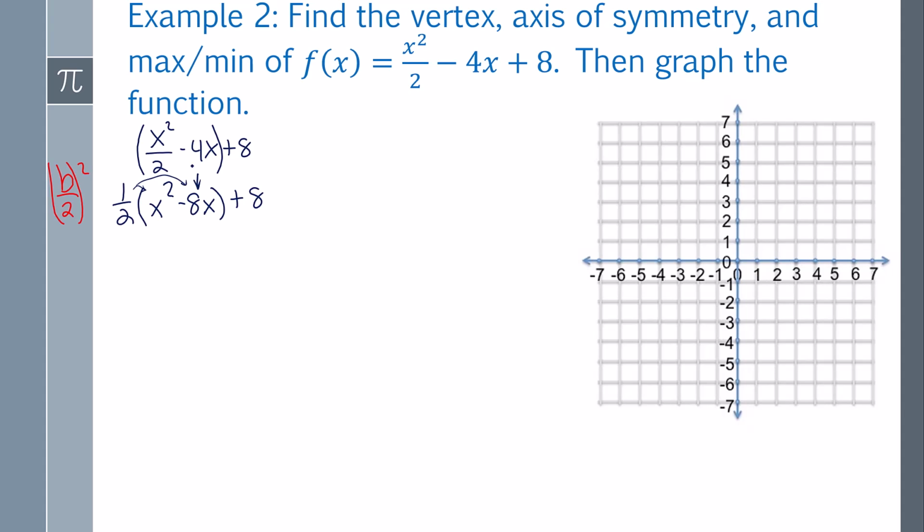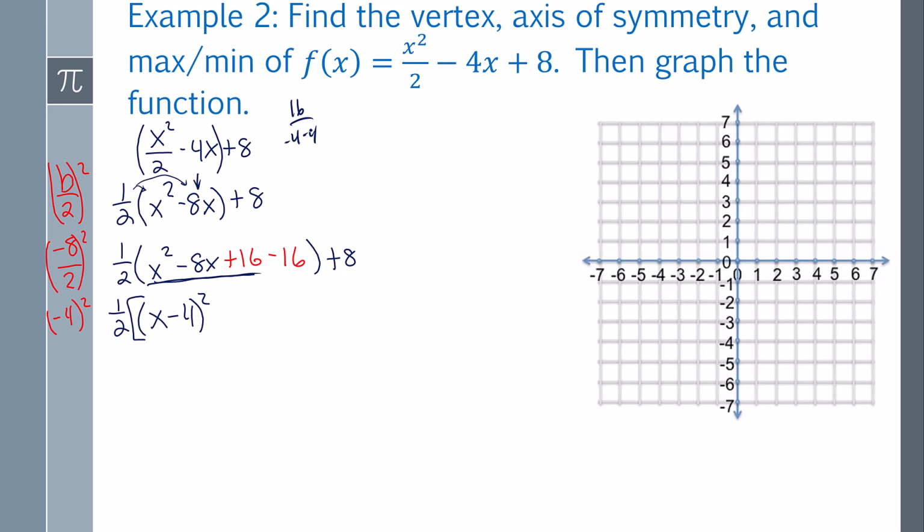So now I can do the b over 2 squared. So negative 8 divided by 2, squared. Negative 8 divided by 2 is negative 4. Negative 4 squared is 16. And so I can add and subtract the 16. This will always factor. And so a times c, I get 16. Factors of 16, 4 and 4, or in this case, negative 4 and negative 4. That's what's going to add to the negative 8. And so I can factor it.